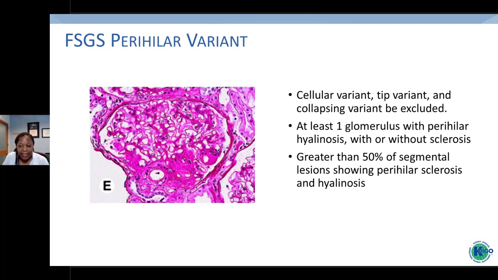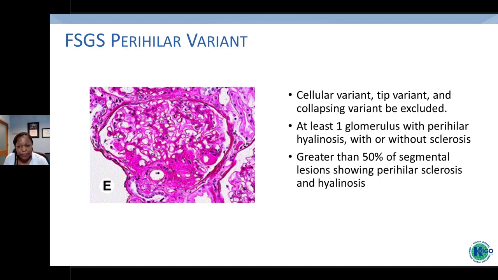The perihilar category requires that the cellular variant, tip variant, and collapsing variant of FSGS be excluded. And then criteria include both of the following. One, there must be at least one glomerulus with perihilar hyalinosis with or without sclerosis. And two, more than 50% of the glomeruli with segmental lesions must have this perihilar sclerosis pattern. Glomerulomegaly, so enlarged glomeruli, and adhesions are fairly common in this variant.